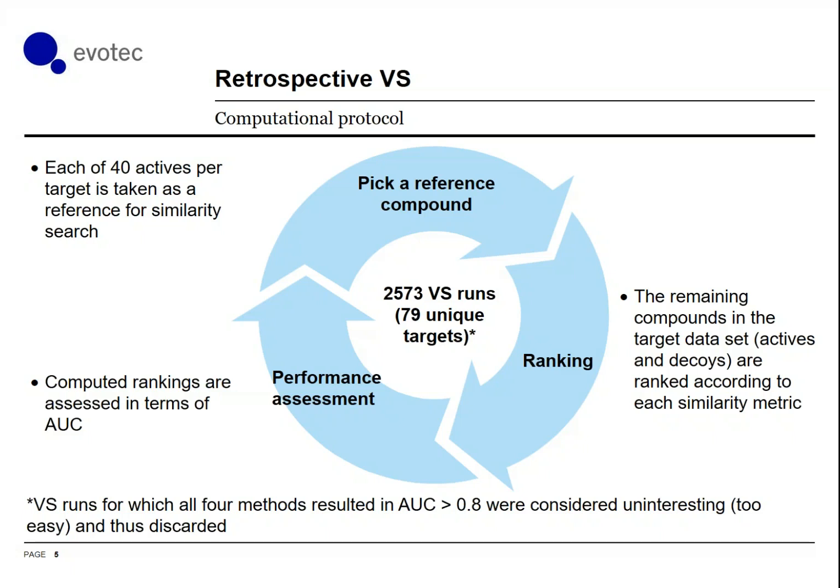A few virtual screening runs were excluded because I obtained very high area under the curve, higher than 0.8, with each of the 4 methods chosen. I considered those specific runs as too easy, so not really informative, and I just excluded them. This has led to an ensemble of about 2,500 virtual screening runs on 79 unique targets.